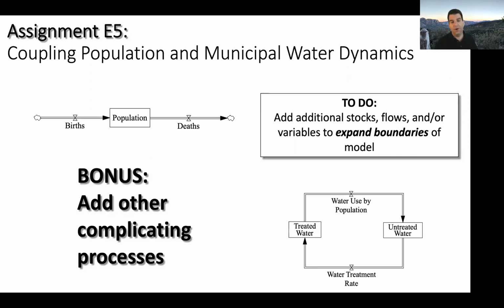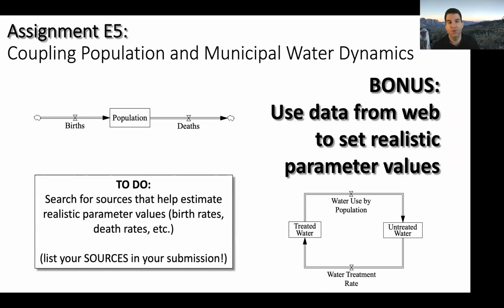And then another part of the bonus will be to go out to the web and just look for sources to set realistic parameter values. And so, for example, in this population portion, the average lifetime of a human living in this city is going to be a parameter that you're going to need here. Now, we're going to guess an average lifetime in the assignment, but you could go off and Google for, well, what are the average lifetimes of an American living in an urban environment?